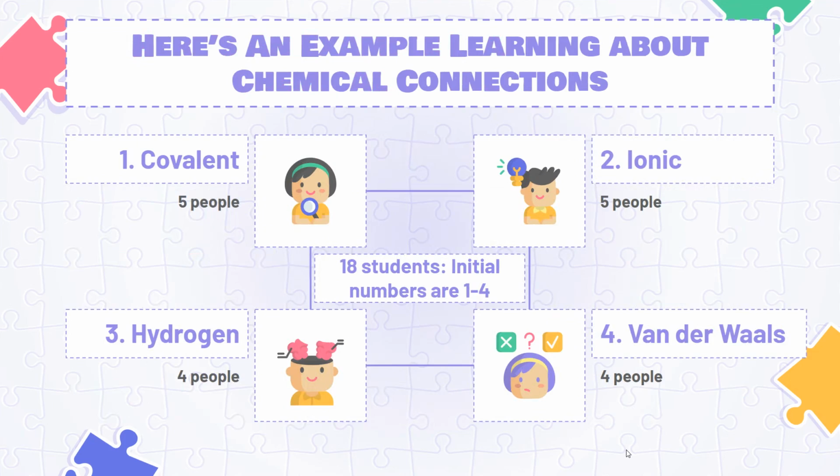So to give you a really clear example of this, if I did this with chemical connections or chemical bonds, there are 4 major types of those that we've got. So I'm going to do this with a small class so you can see how it works, but it will make sense. So I have covalent, ionic, hydrogen, and van der Waals. If I have 18 students and I initially hand out numbers 1 through 4, I end up with 5 people in the covalent and the ionic groups, 4 people in the hydrogen and the van der Waals groups.